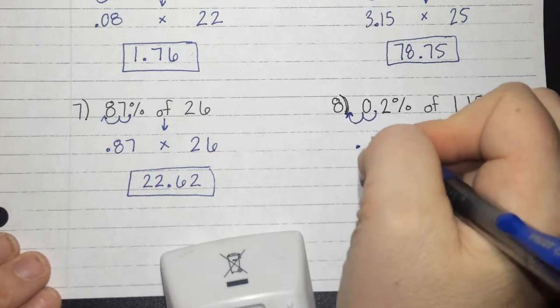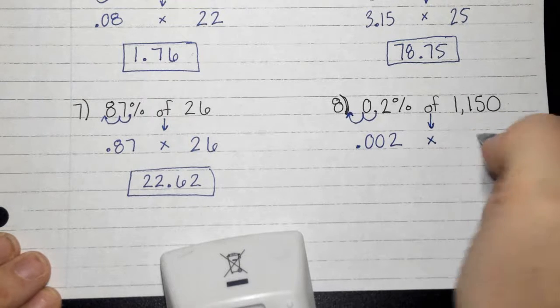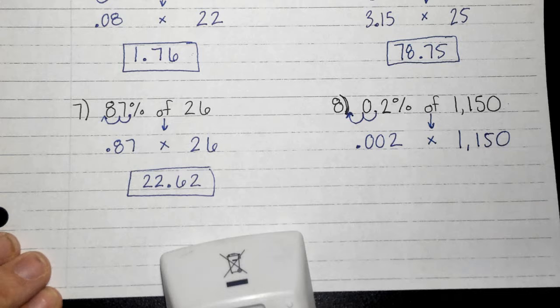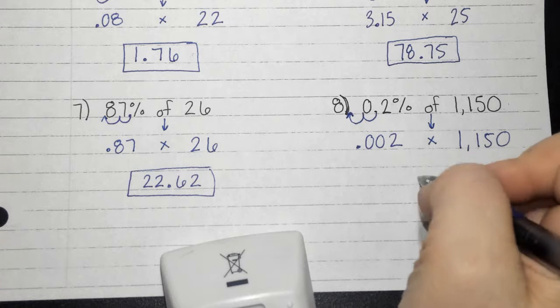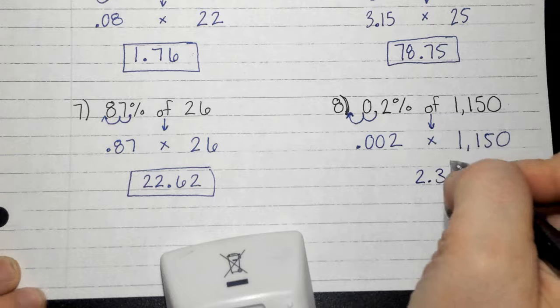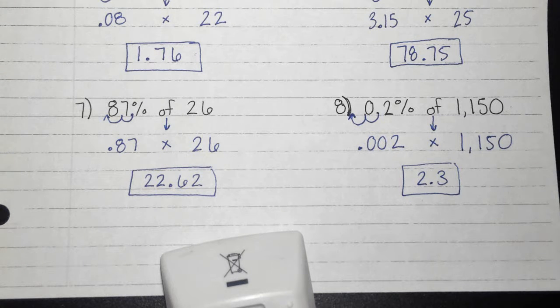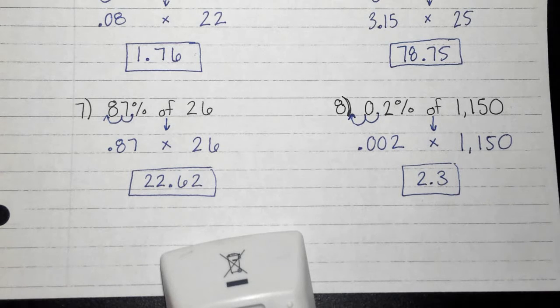So I get 0.002 of, so we're multiplying 1,150. What do we get when we multiply that? Liam? 2.3. Is 2.3 way, way smaller than 1,150? Yes. So that's my answer that I'm looking for. Are there any questions on this? No.